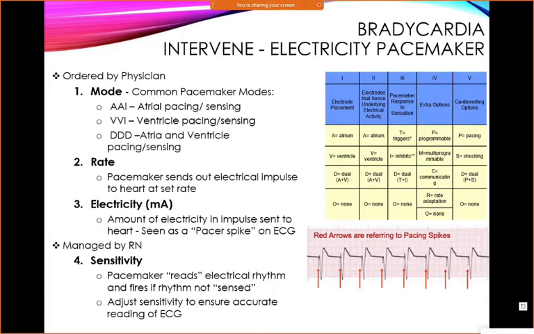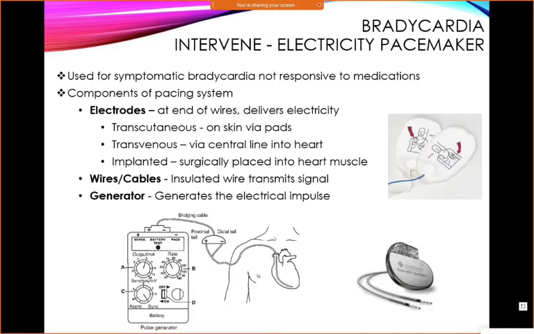The mode is determined by the physician or by the pacemaker in there. You can't pace if you have... let's look at this venous one. Where do you think the electrode is sitting on this one?